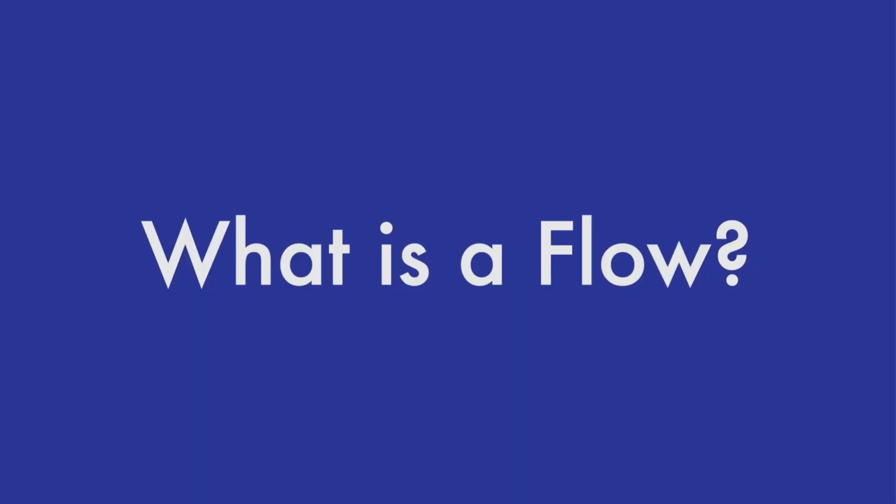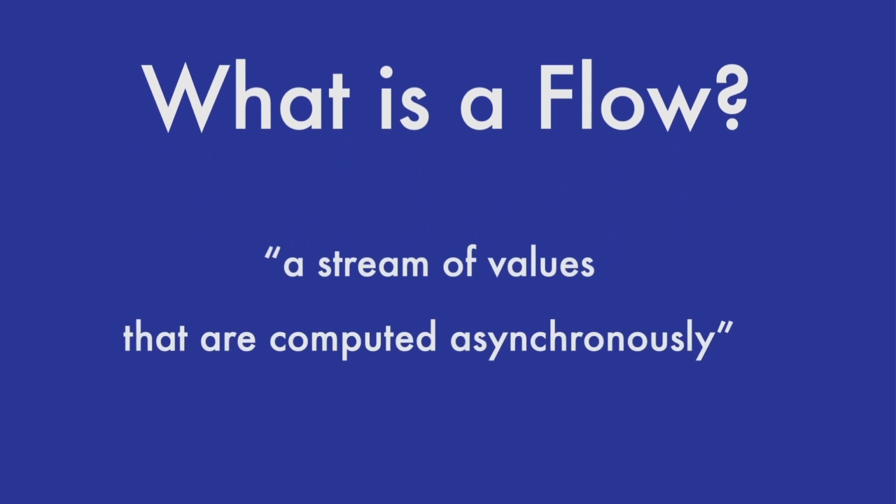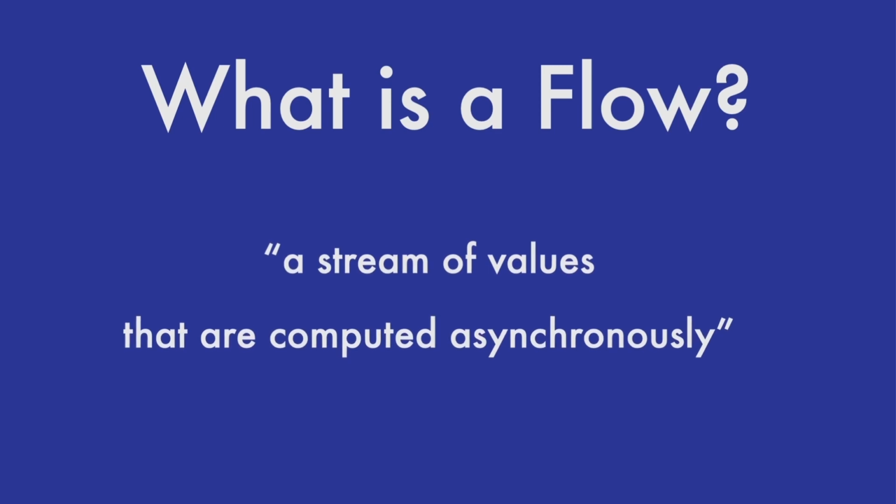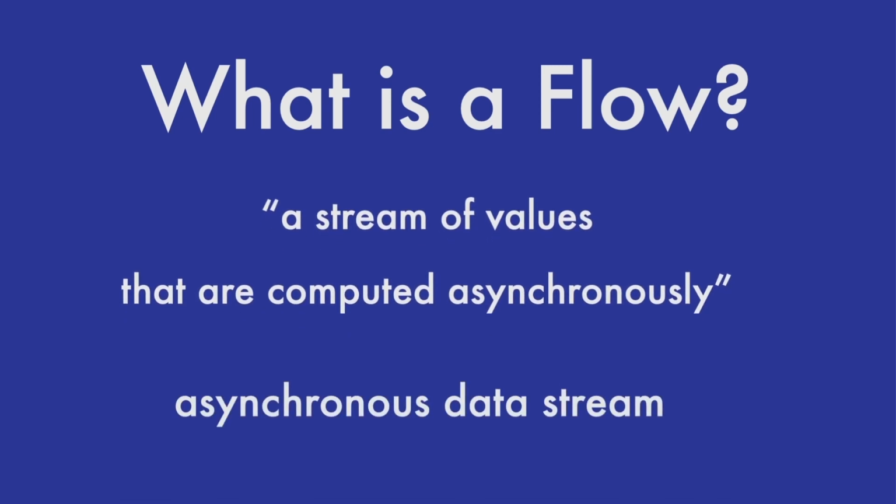Let's start this section with the question, what is a flow? A flow is a type in the Kotlin Coroutine Library which was introduced in 2019. A flow represents a stream of values that are computed asynchronously. An even shorter description would be that a flow is simply an asynchronous data stream. But what is an asynchronous data stream? The best way of learning is by doing. So let's try to create such an asynchronous data stream.